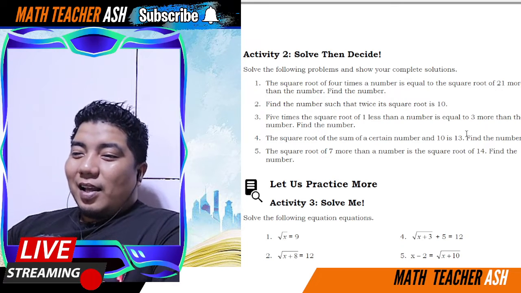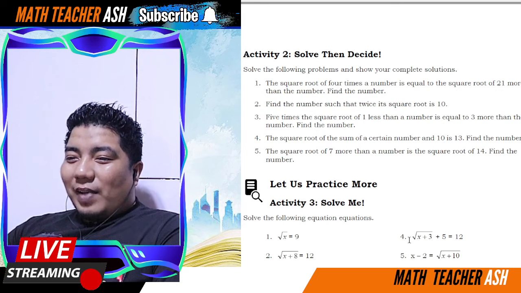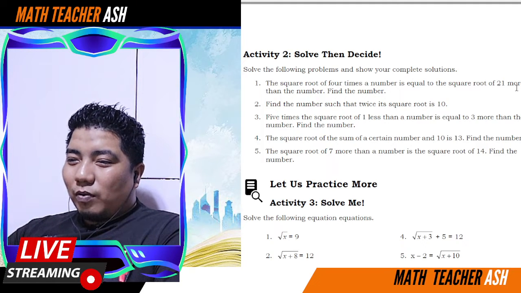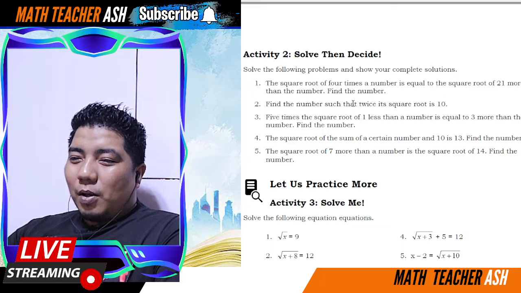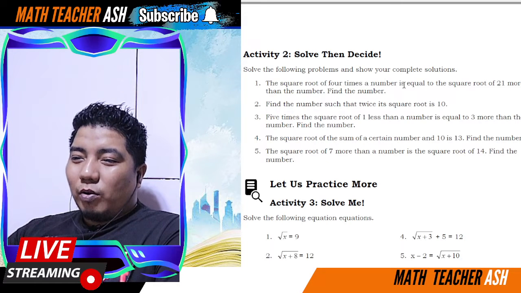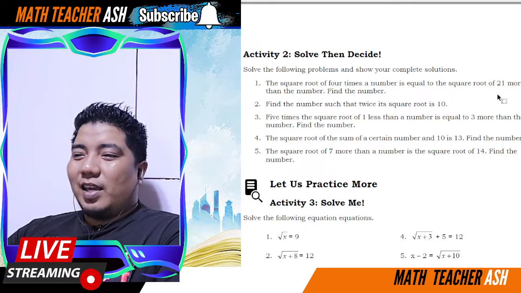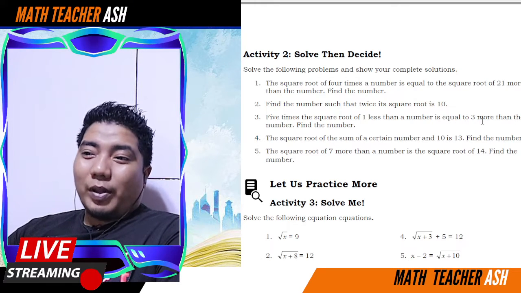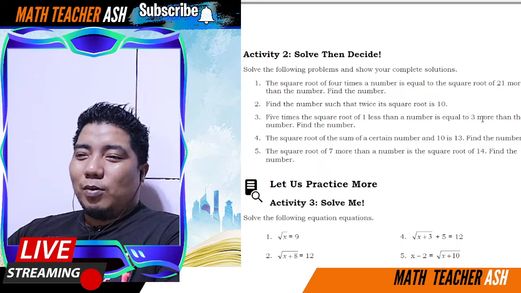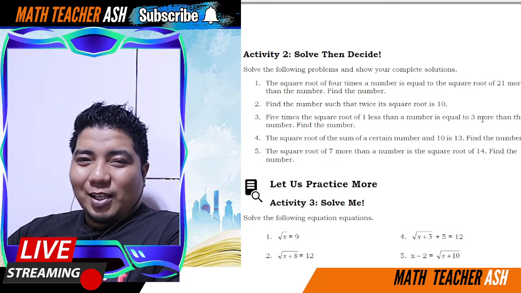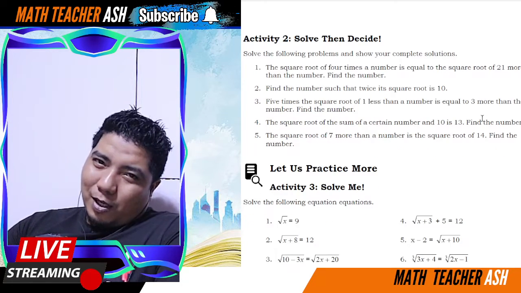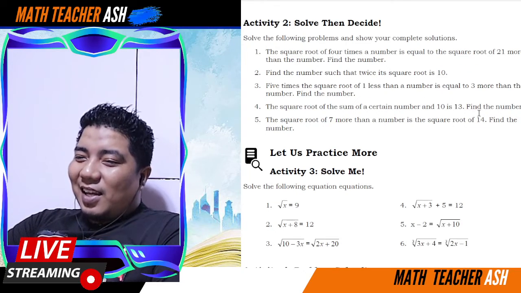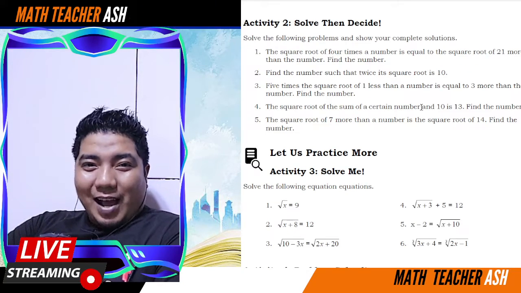Next, we have activity 2, solve, then decide. The square root of 4 times a number is equal to the square root of 21 more than a number. So, paano yan siya ilagay? That is the square root of 4x. Okay? Equals the square root of x plus 21. Okay, so squared mo lang both sides, solve for the value of x, then check. Okay, hindi ko sasabihin kung paano siya isolve kasi na-discuss na natin yan kanina. I can give you hint on how to translate.